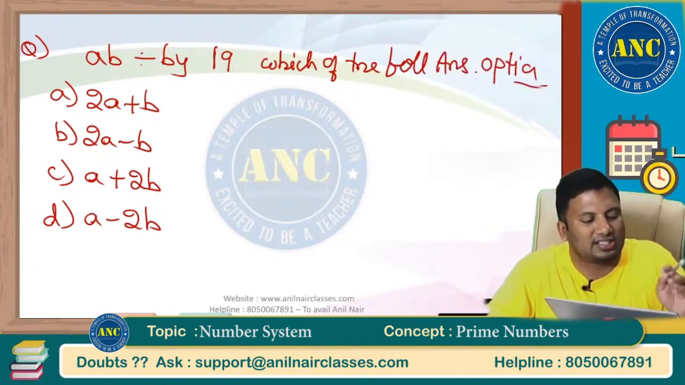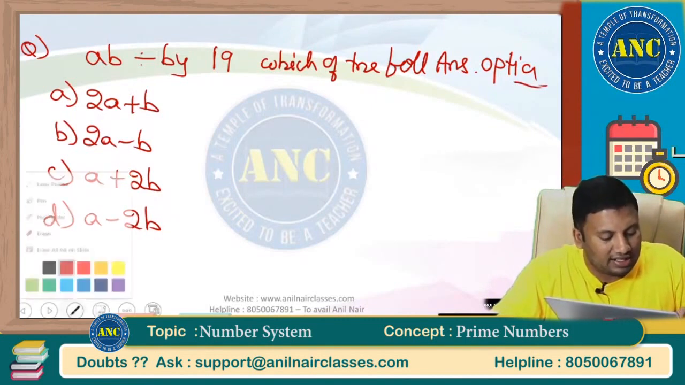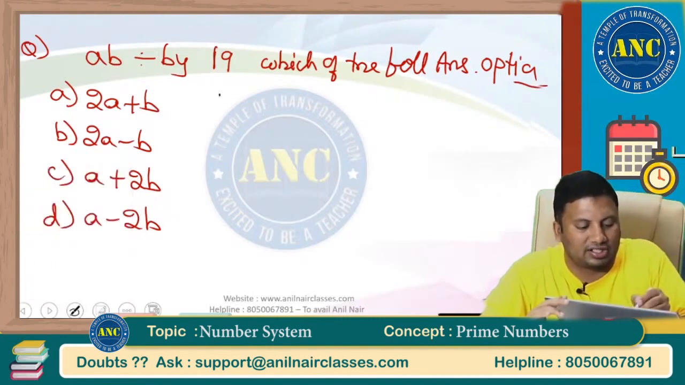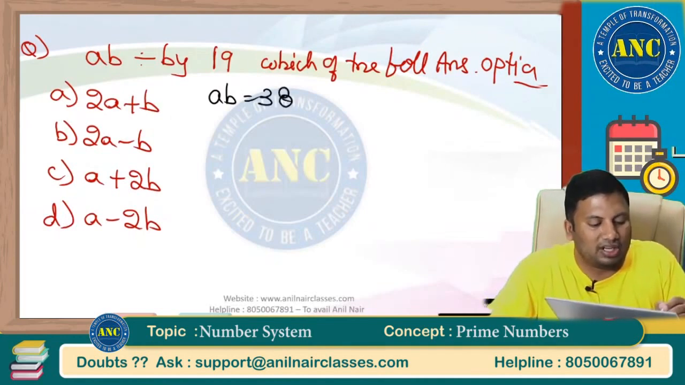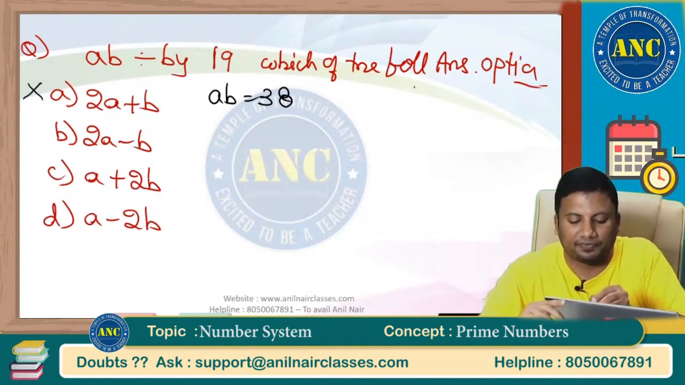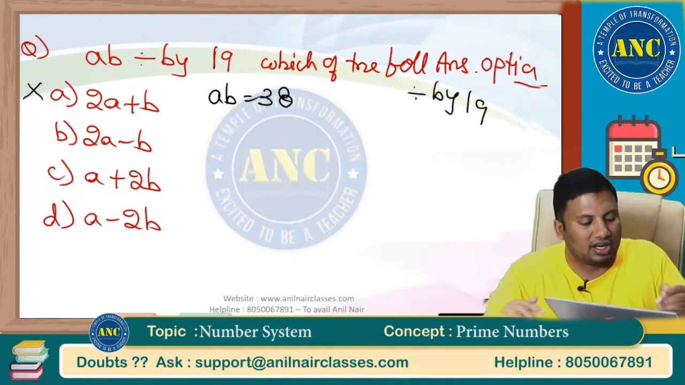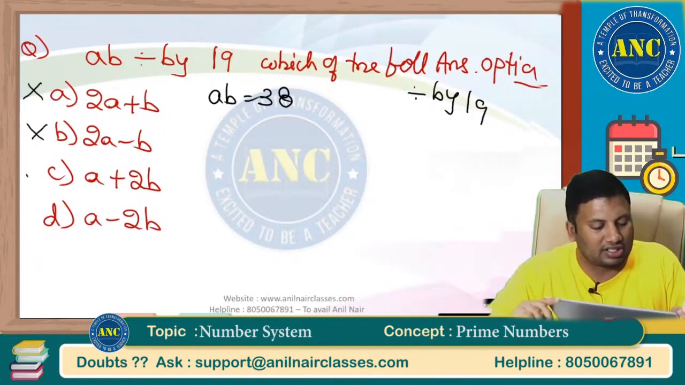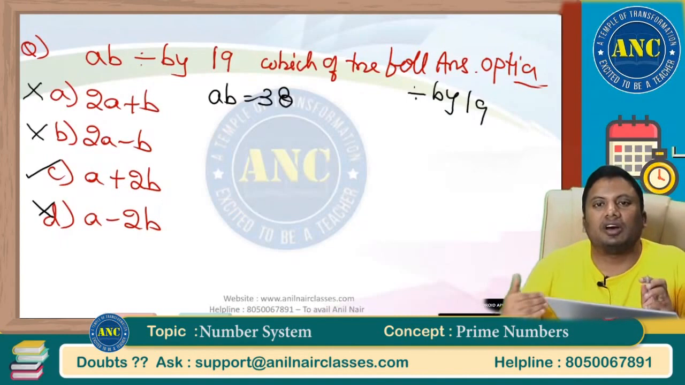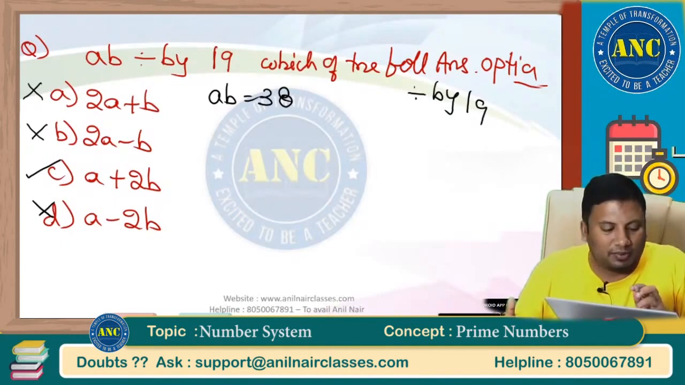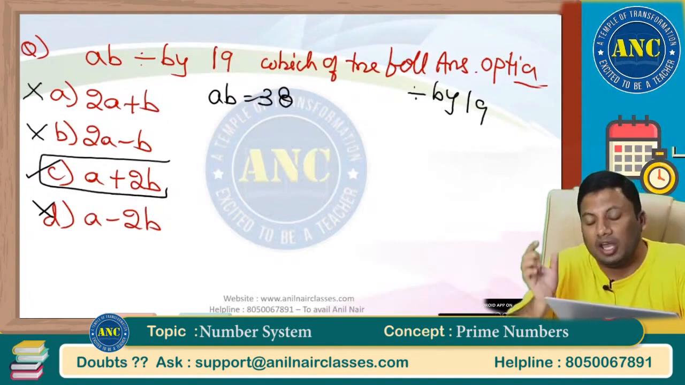You can easily substitute and check, right? AB is divisible by 19. If I take AB as 38, 2 3s are 6, 6 plus 8 is 14. It is not divisible by 19, right? If AB is divisible by 19, which of the following expressions is divisible by 19? A plus 2b, it is the divisibility rule.